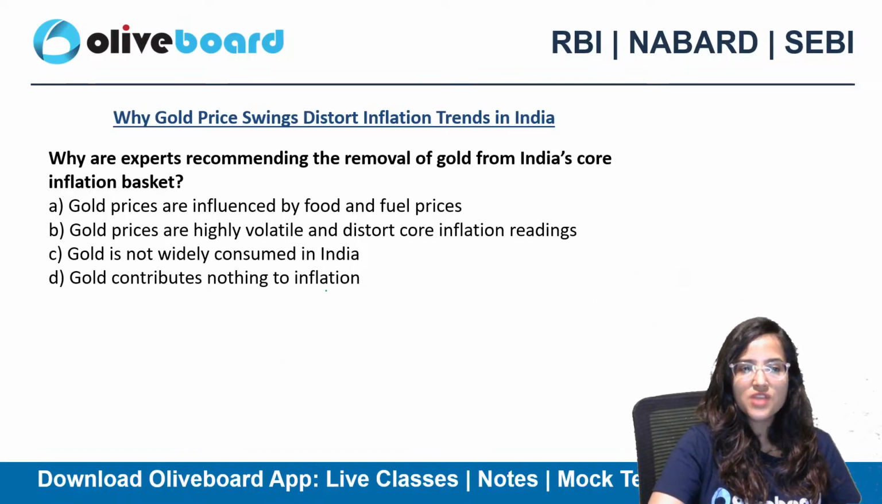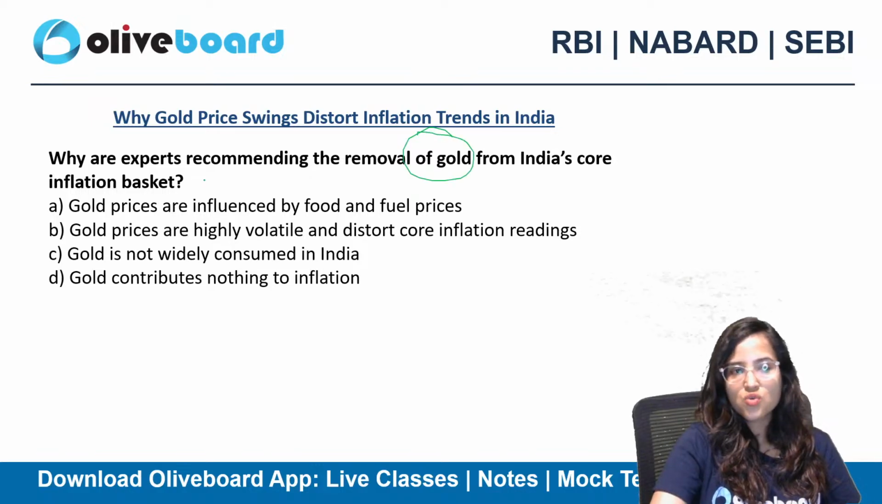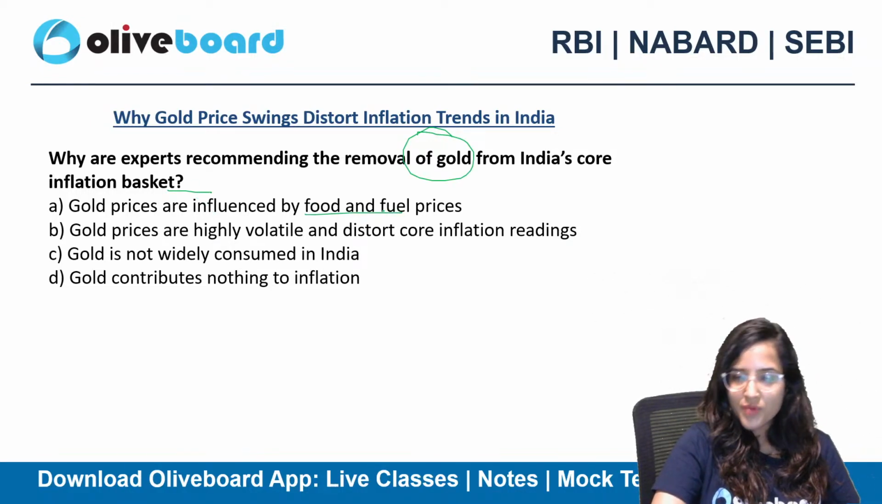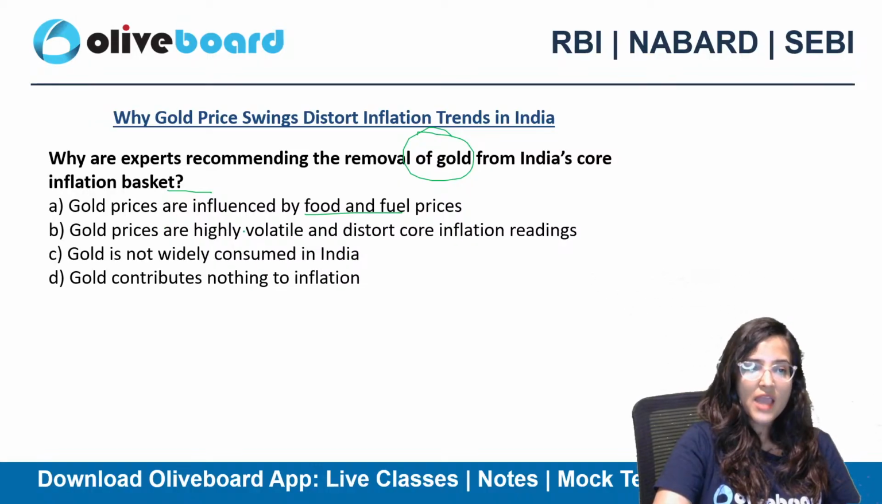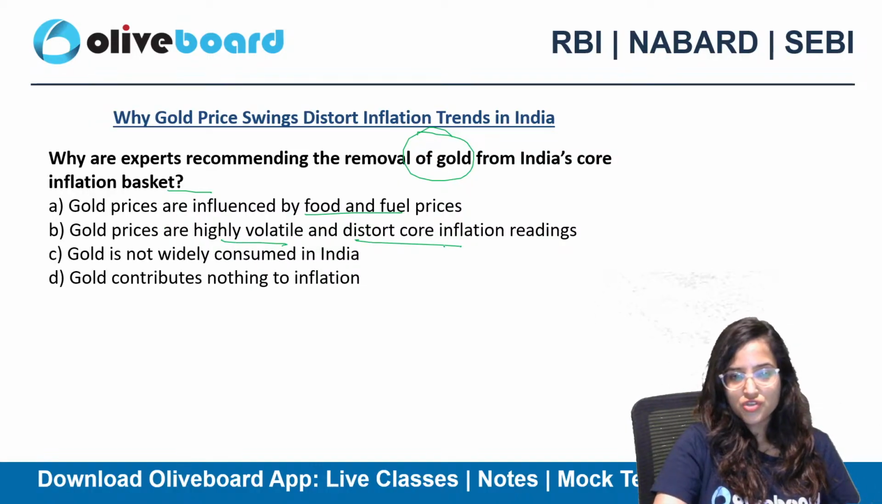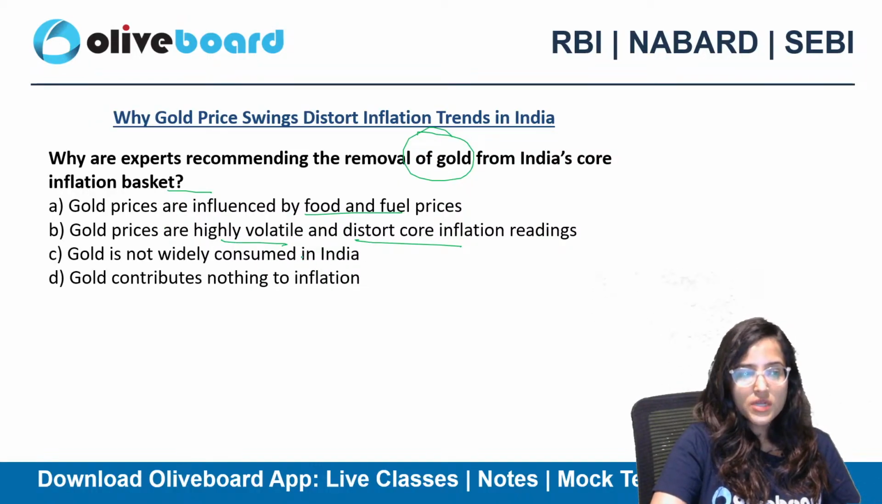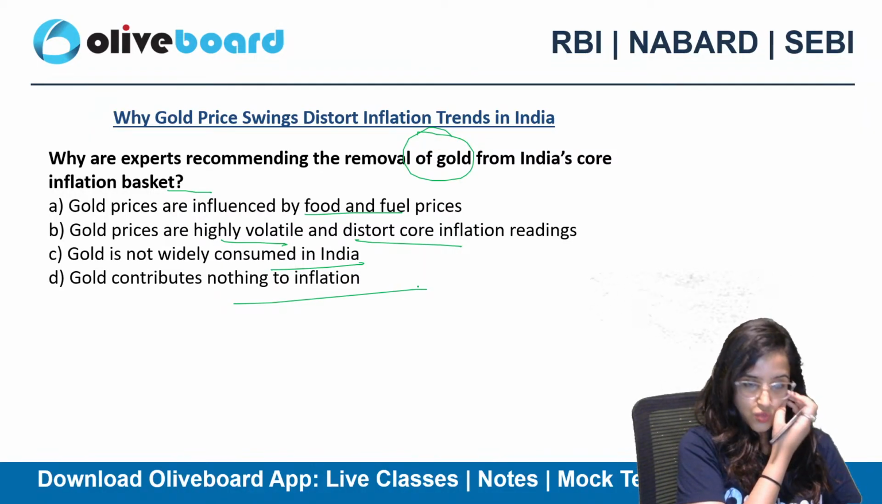So why are experts recommending the removal of gold from India's core inflation basket? Gold prices are influenced by food and fuel prices, gold prices are highly volatile and distort core inflation readings, gold is not widely consumed in India, or gold contributes nothing to inflation. What is the answer?